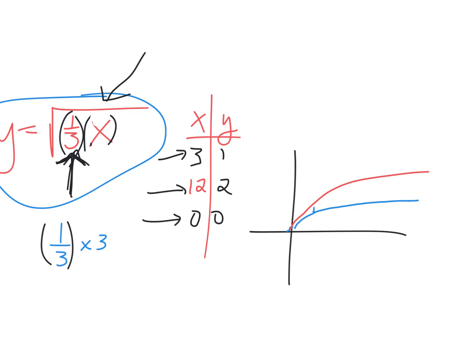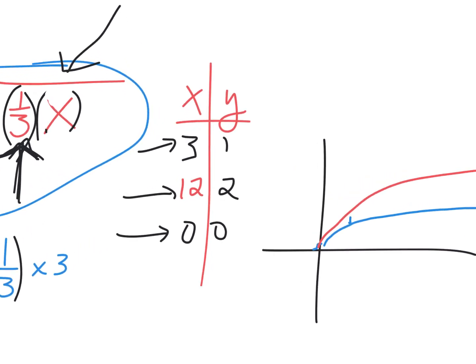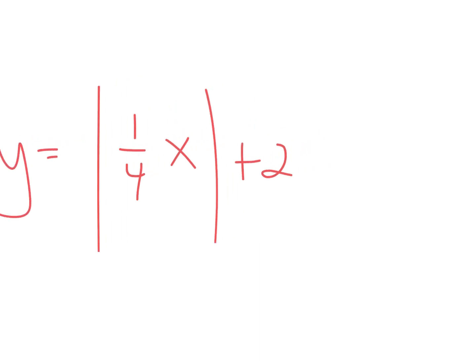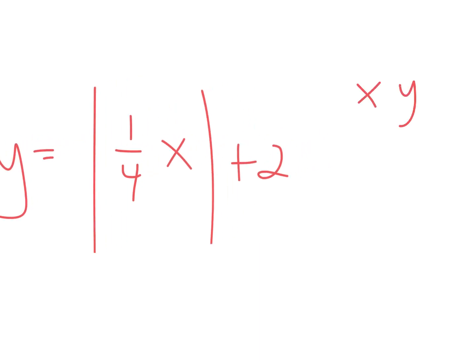I get how this one's a weird looking one, but the hardest ones are when there's fractions on the inside. So let's try one more like that. Absolute value of 1/4 x plus 2. Find me 3 things that are on this, and I'll know you have a good hope tomorrow. Find me 3 points that are on that.